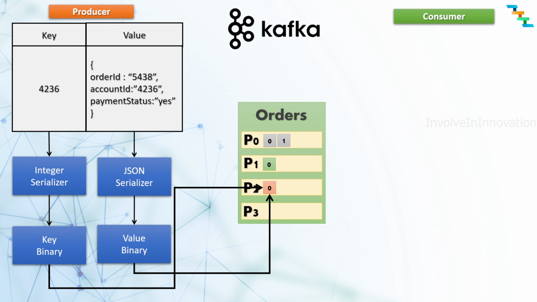The key will be hashed with the hash function. Based on the hash value, the message will be sent to a particular partition. One important thing to note here is that messages with a particular key will always go to the same partition. This is important to maintain the message processing order guarantee in a particular partition.